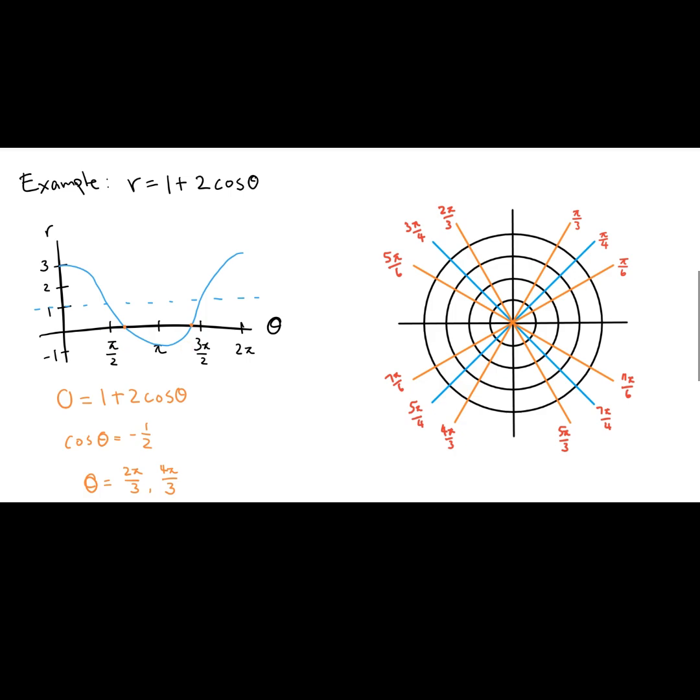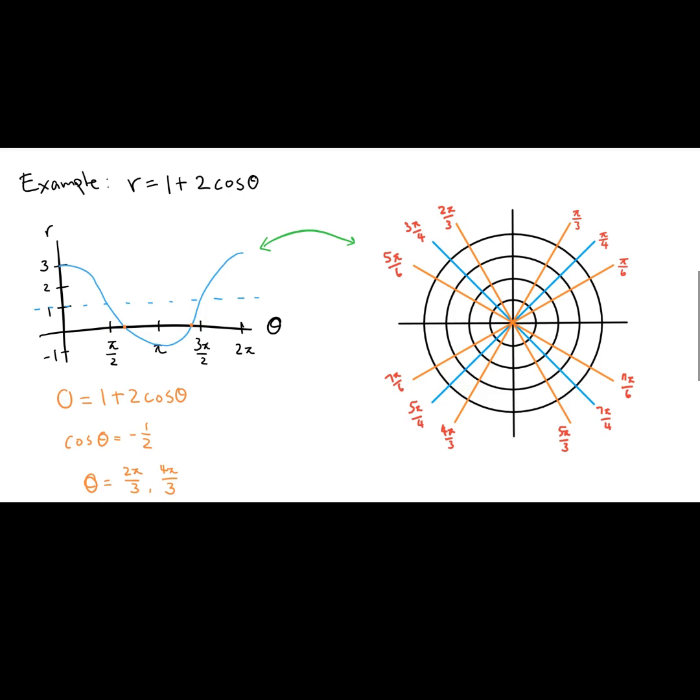Now, how do we translate the graph on the left to the graph on the right? The graph on the right is a polar graphing chart that will help us graph our equation. The lines are the theta values, so for example, theta equals pi over 3. And the concentric circles are the r values, so for example, r equals 2, which is a circle.